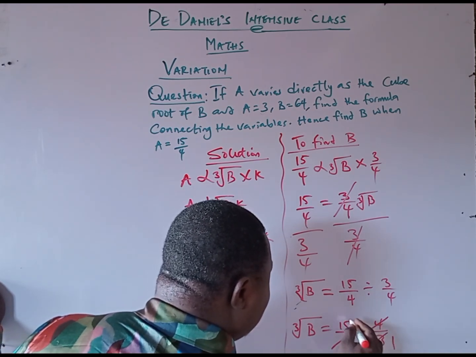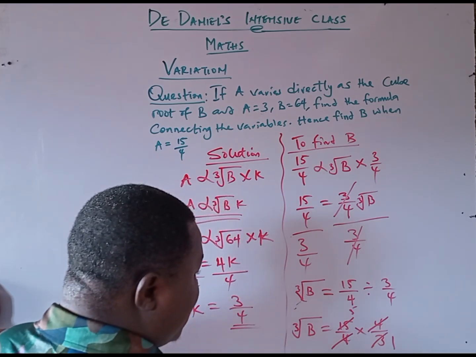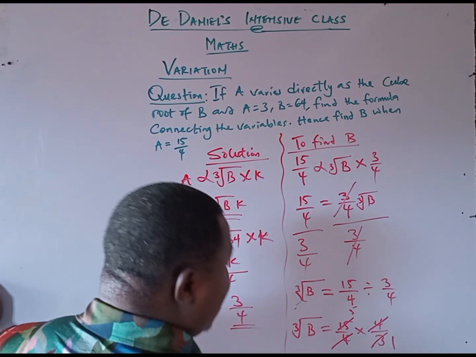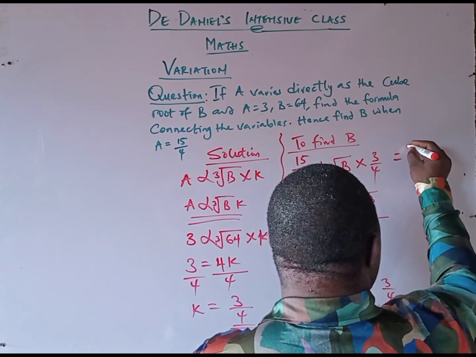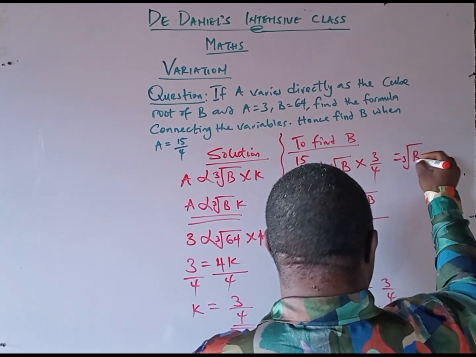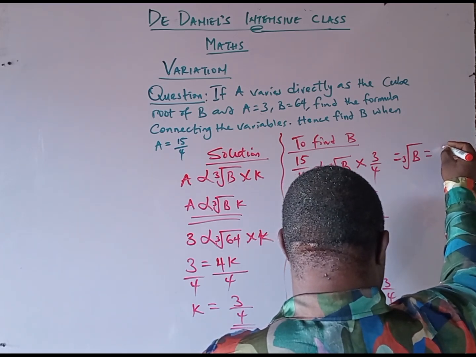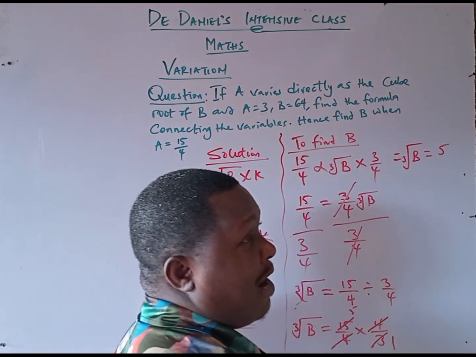From here, we eliminate the 4s. 3 will go here 1, 3 will go here 5. So the cube root of B equals 5. That is what you have left there.